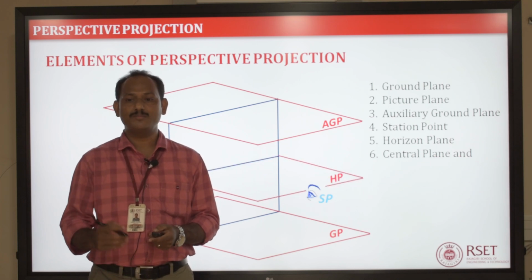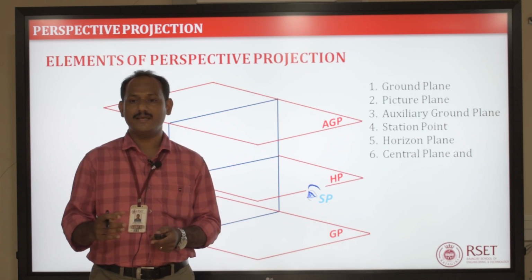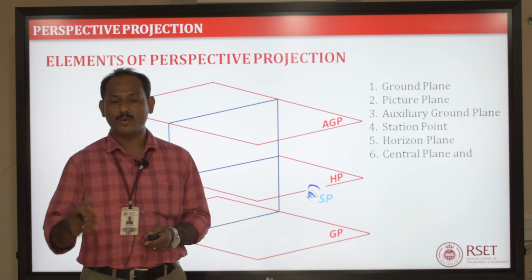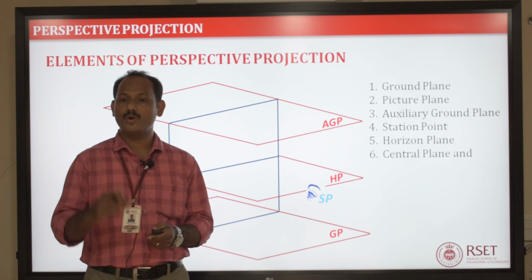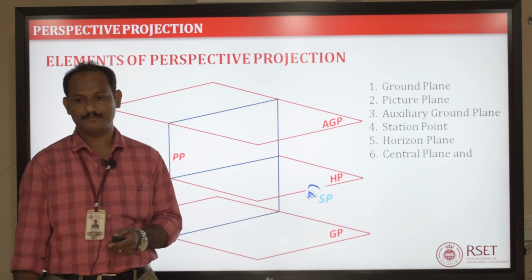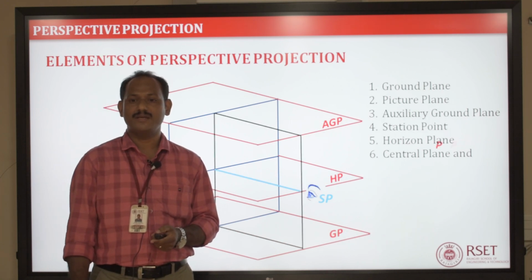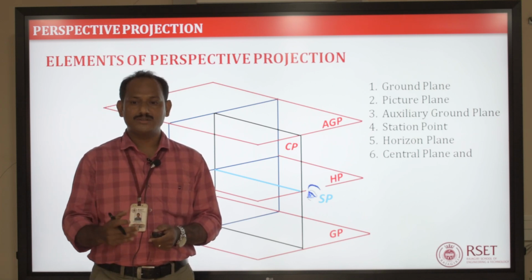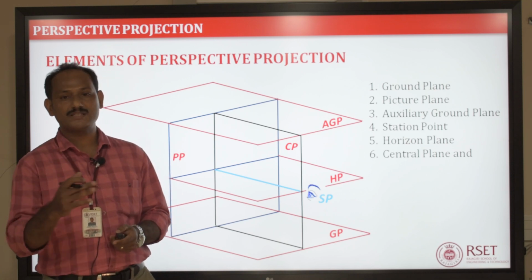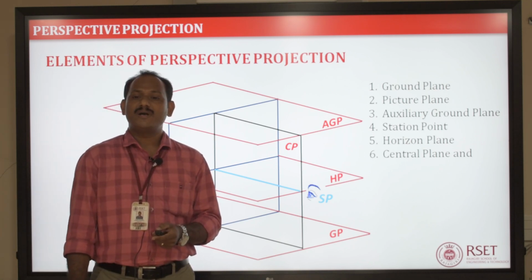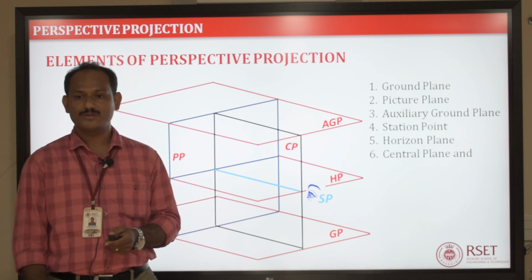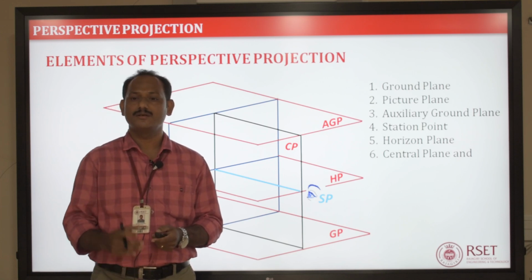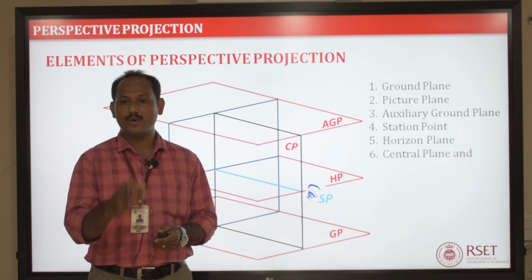The other plane is horizon plane. It is actually an auxiliary ground plane, but it is passing through the station point. So, horizon plane is used to locate the front view of the station point. The last plane is a vertical plane, which is called a central plane, which is perpendicular to both the ground plane and the picture plane, but it is passing through the station point. So, central plane is also used to locate the station point's location with respect to the object.